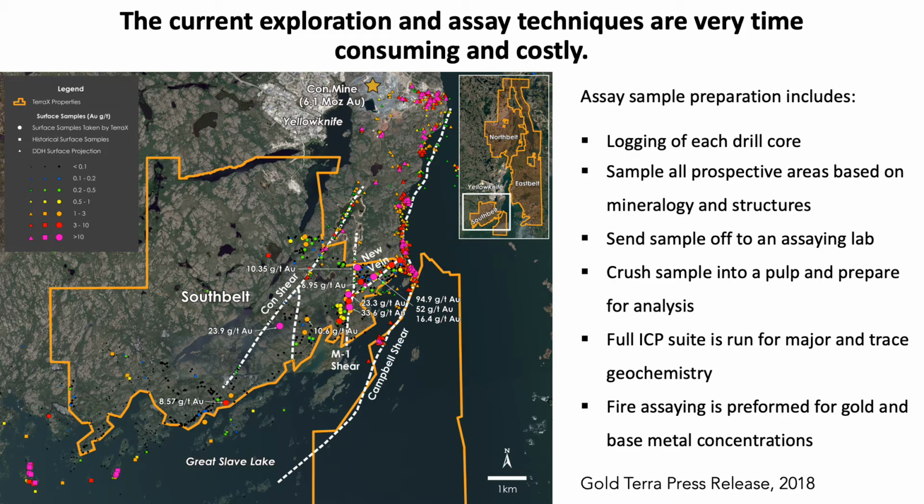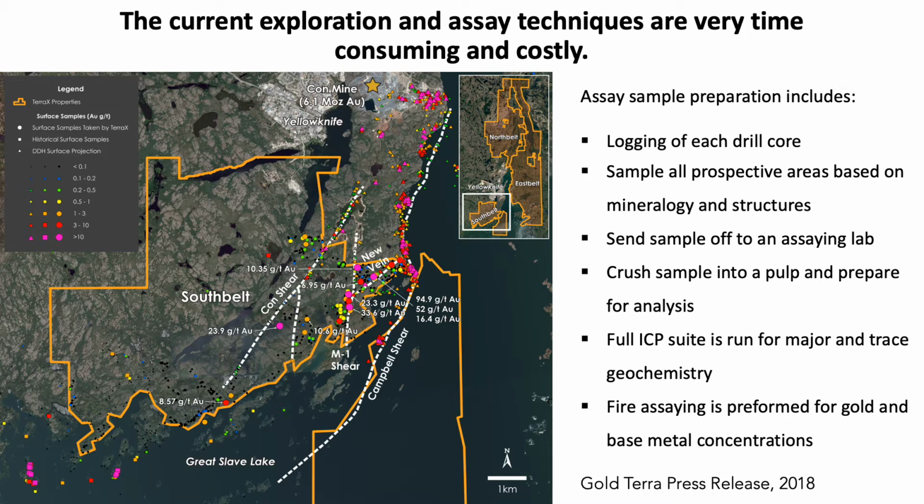For each drill hole they want to gain geochemical data for, they have to do traditional assay methods to achieve this. This includes logging the drill core for mineralogy and structures, sampling any area of interest, and sending the samples off to a lab. At the lab, the samples are turned into a powdered pulp, and a full ICP suite is run, in addition to fire assaying for base metal concentrations.